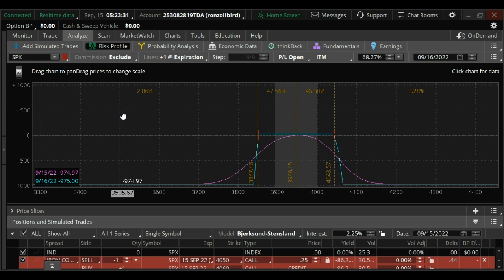So that would be kind of my advice going forward today. Wait till after the announcements and then make a trade from there. Good luck to you no matter which way you go.